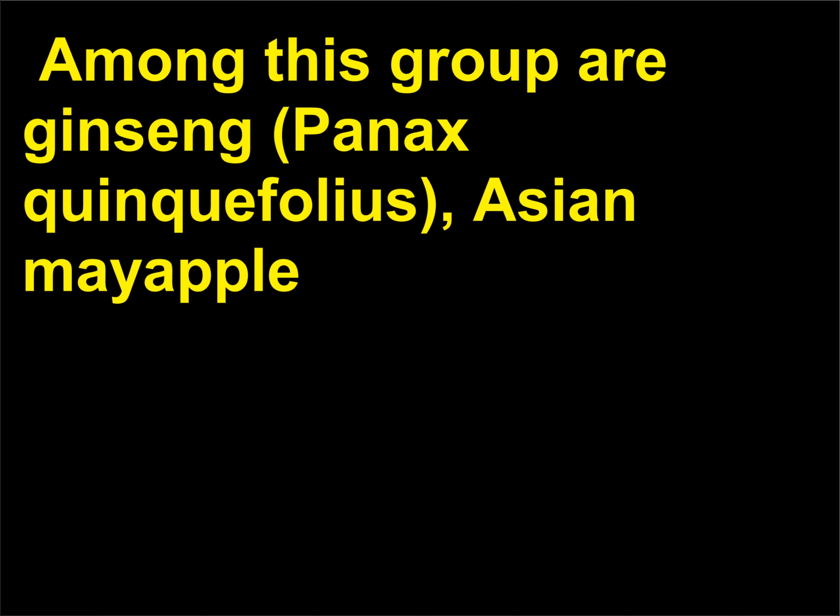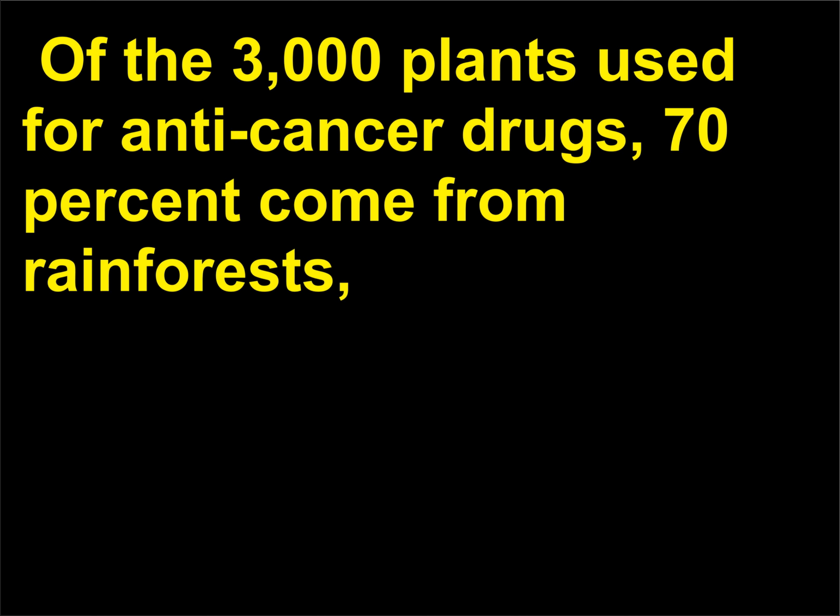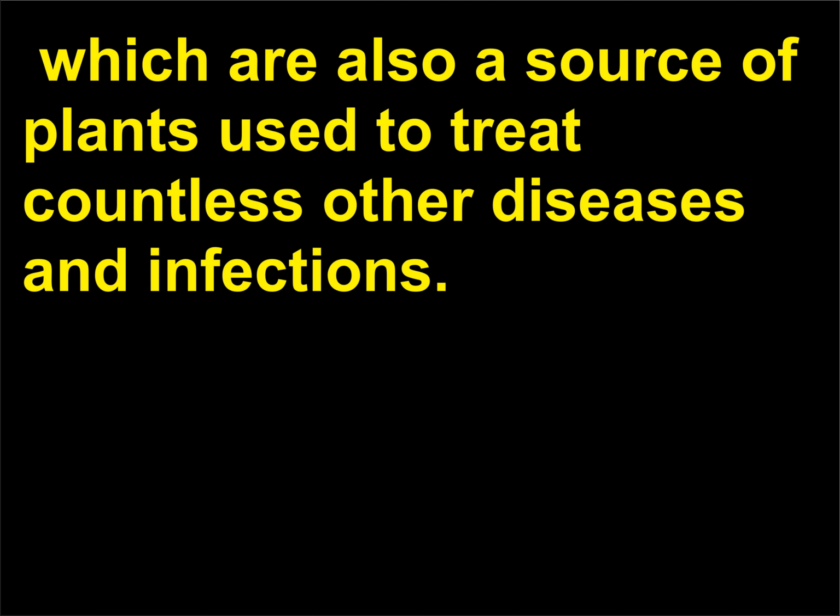Among this group are ginseng, Panax quinquefolius, Asian mayapple, Podophyllum hexandrum, Western yew, Taxus brevifolia, and rosy periwinkle. Of the 3,000 plants used for anti-cancer drugs, 70% come from rainforests, which are also a source of plants used to treat countless other diseases and infections.